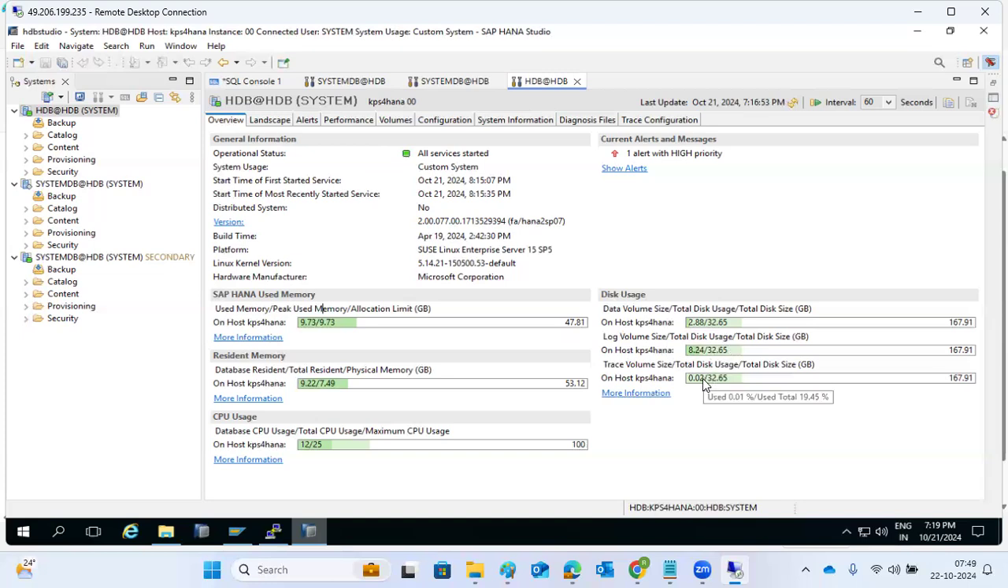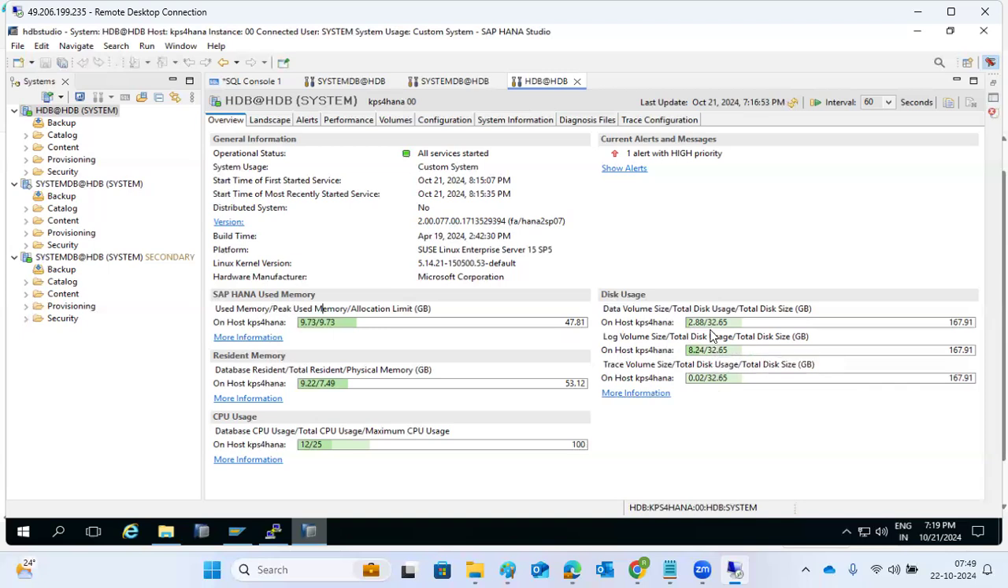The trace volume is the /hana/shared volume. Shared items like executables and profiles will be stored here as well. So this is /hana/shared, this is /hana/log, and this is /hana/data.